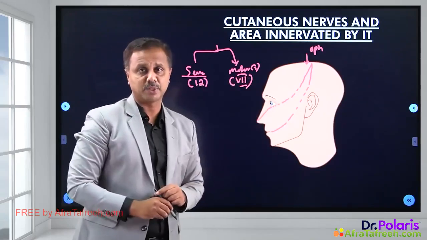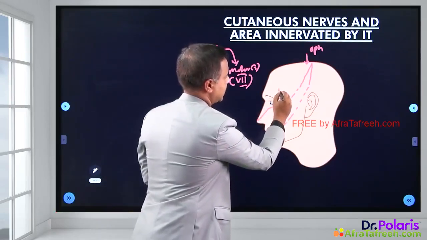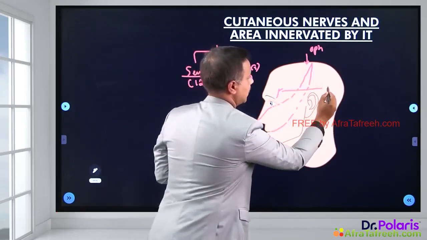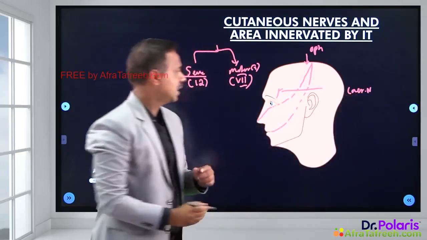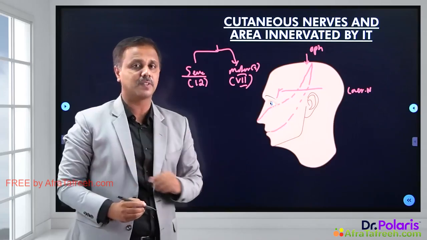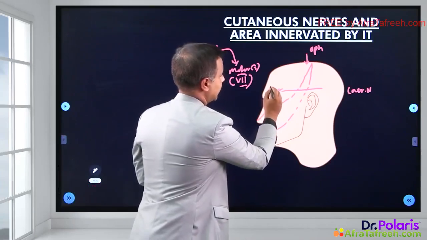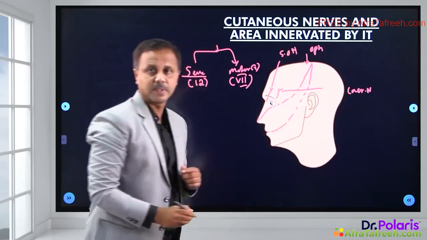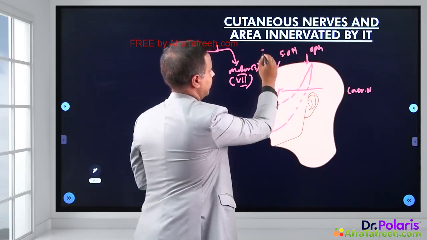Let's focus on the ophthalmic zone. The ophthalmic zone on the lateral side has a cutaneous nerve called the lacrimal nerve. So we will call this the lacrimal nerve. The lacrimal nerve, as we can see, supplies or innervates the area over the lateral part of the upper eyelid. Then we have a nerve medial to it. This is the supraorbital nerve. Then we have the supratrochlear nerve.